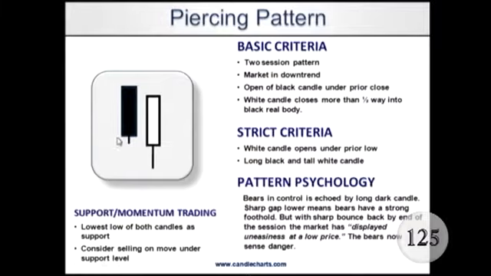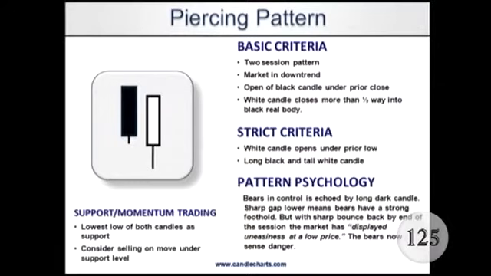Okay, strict criteria. The white candle, instead of opening under the prior close, opens under the prior low. And think about why that would get a bear more nervous with a piercing pattern, right? Because not only is the market gapping down under the prior open, but it's gapping down under the prior low and then comes back. So strict criteria would be the white candle opens under the prior low, and also strict long black and long white, because we're seeing a real shift in psychology. Long black, bears are in charge. Long white, the bulls are coming back in a strong counterattack.